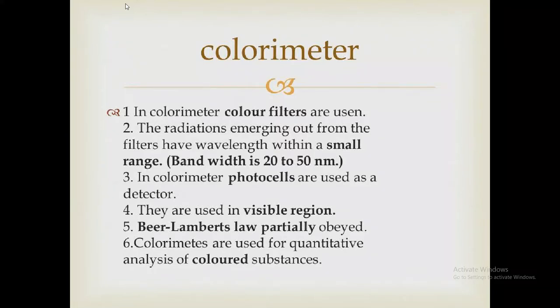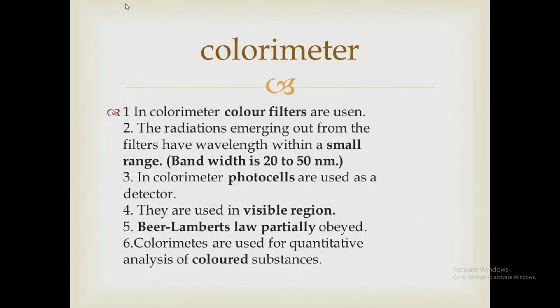Second, the radiation emerging out of the filter has a wavelength within a small range. Here the wavelength range is very small, of the order of 20 to 50 nanometers. In colorimeter, photocells are used as a detector. Whatever light is coming out of the solution will fall on the photocells. Very important, photocells are used. A photocell will convert the light energy into the equivalent electrical signal.